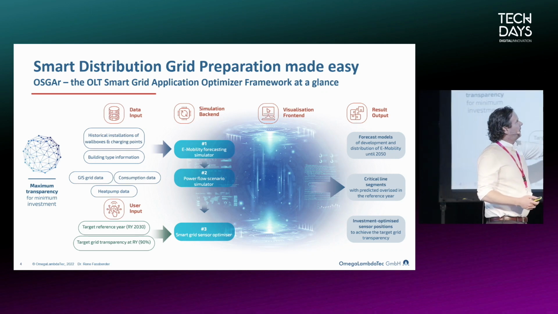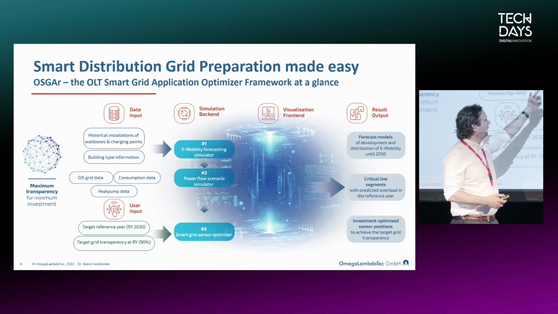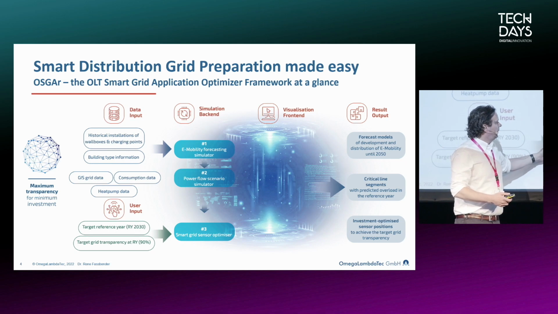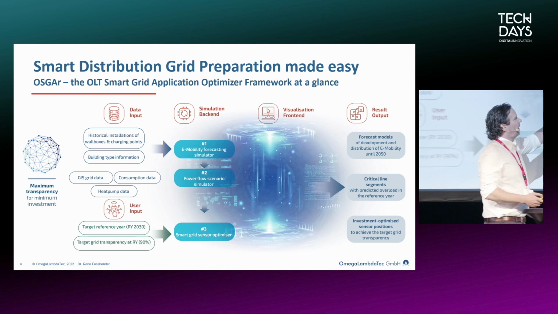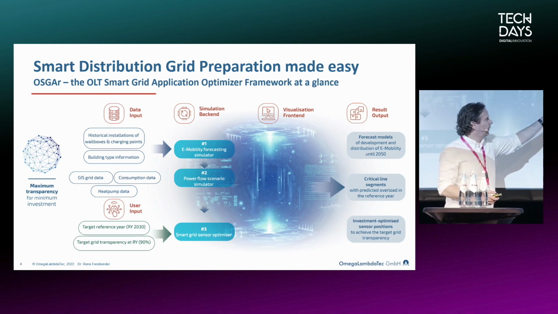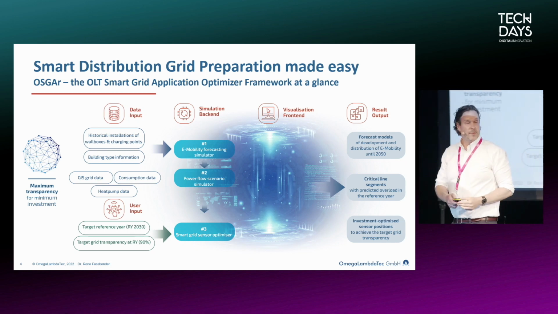Then we have developed this integrated simulation backend that does the mobility forecasting, power flow, scenario simulations, and then the sensor optimization. And as an output, you get the forecasting models, all critical line segments where future overloading is predicted, and then the investment optimized sensor positions.